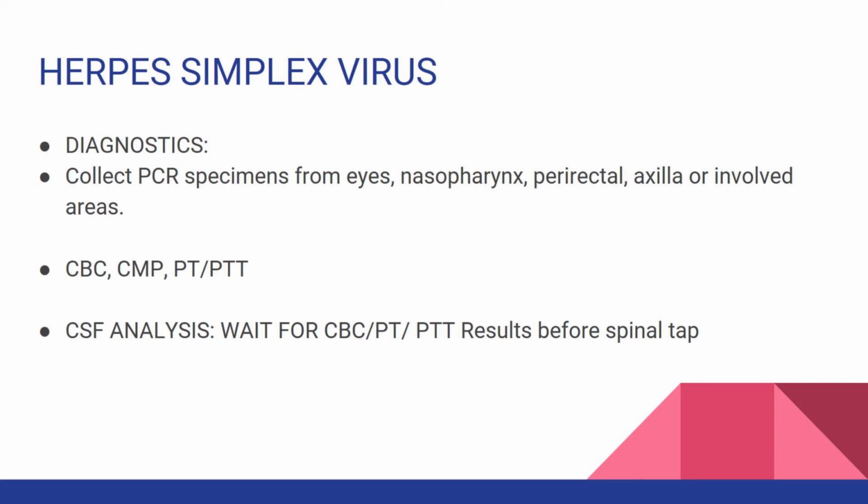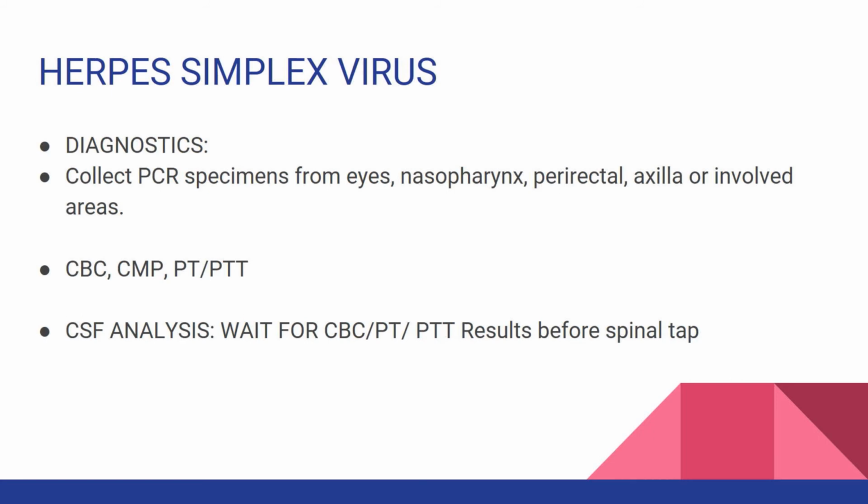Before doing a spinal tap, make sure that you know the CBC result. Because if for some reason the patient has thrombocytopenia or prolonged PT and PTT, then it might be a good idea not to proceed with the spinal tap, because you are trying to prevent intraspinal bleeding.